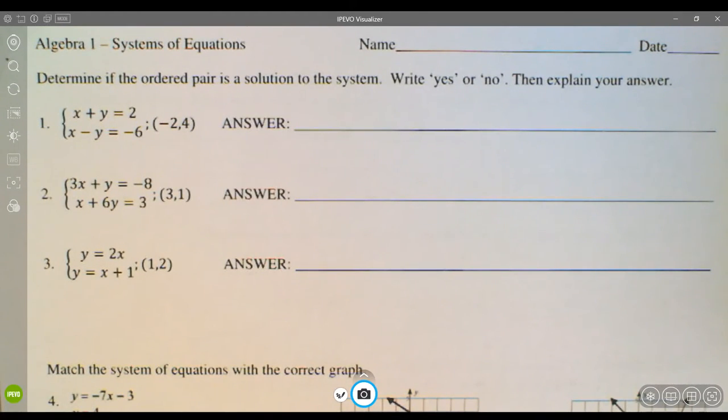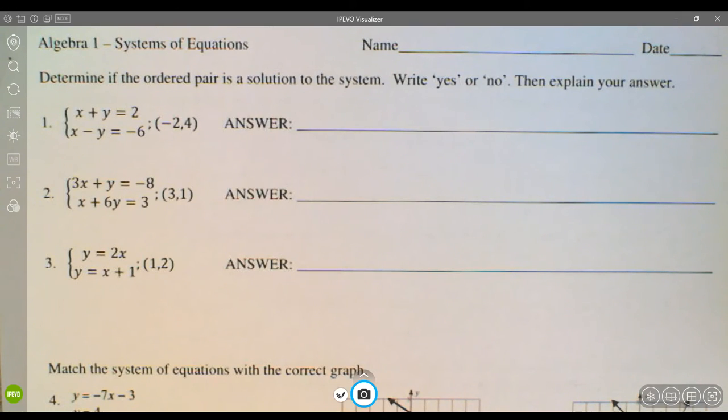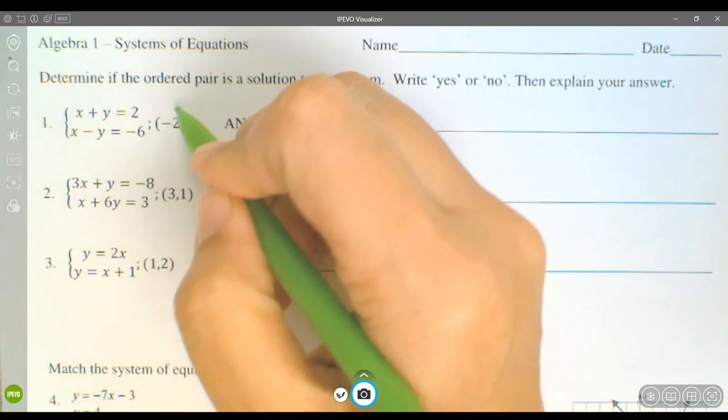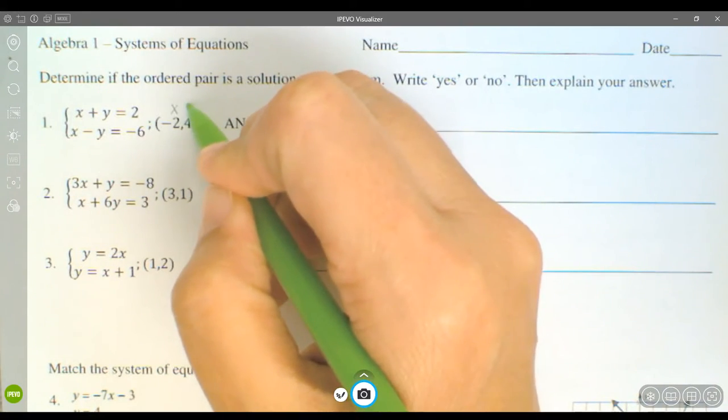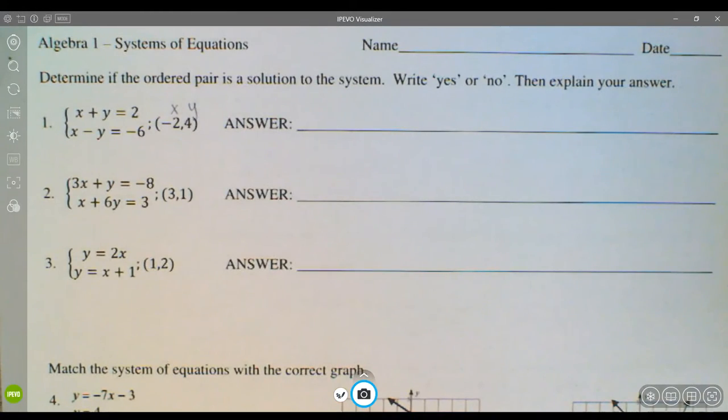This is the last step in solving. You want to make sure it's the right answer, so you go in and you check it. So all I want to know is, is the given ordered pair a solution? So let's start with number 1. In my first ordered pair, let's substitute x equals -2 and y equals -4.